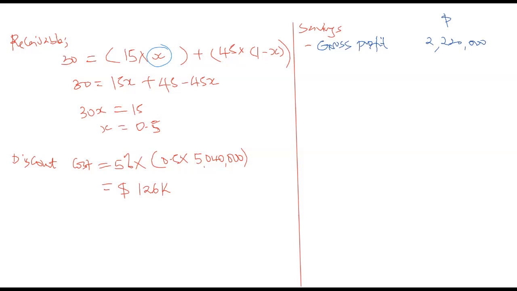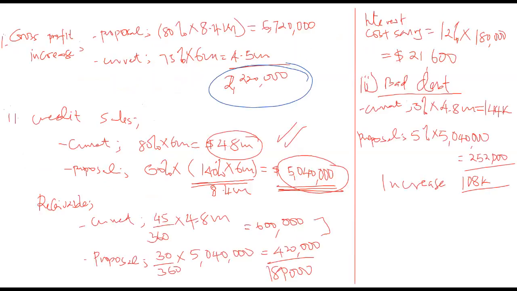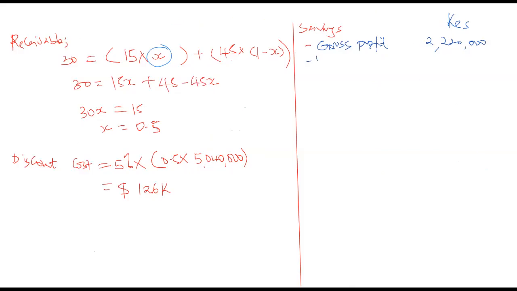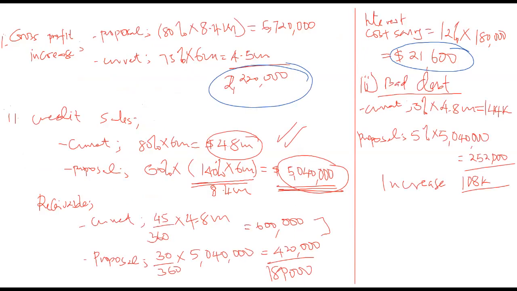This is shillings, not dollars. Another saving you're making is an interest cost saving here. So interest cost saving of 21,600. I think the savings are done.